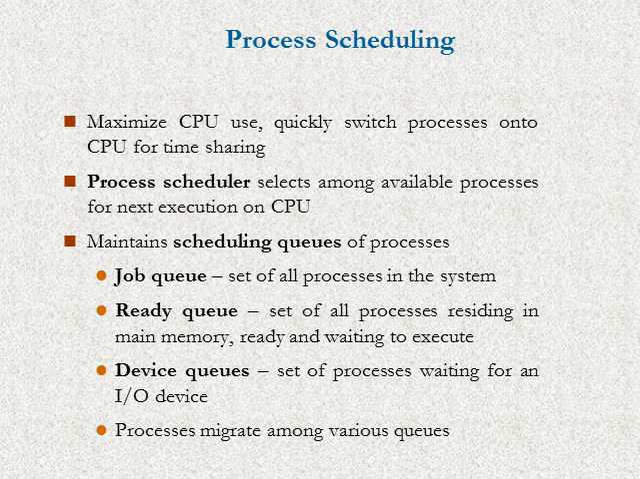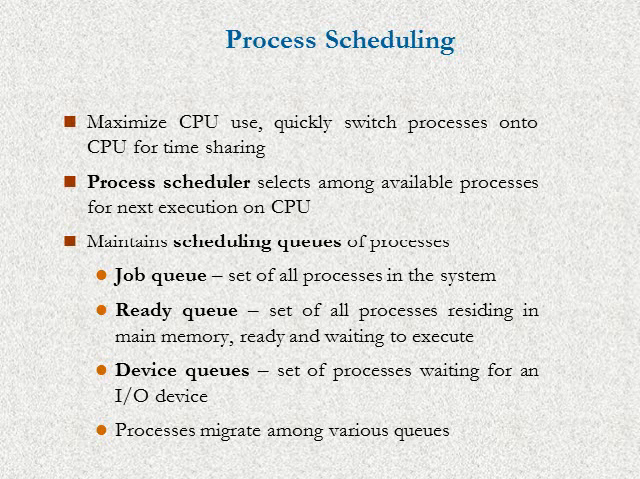Usually, to perform such tasks, there are various queues that are maintained by the operating system. The first of them is the job queue. This queue maintains all the processes that are still running in the system. By running over here, I mean that they are waiting for execution or blocked for some IO, but they are active processes.